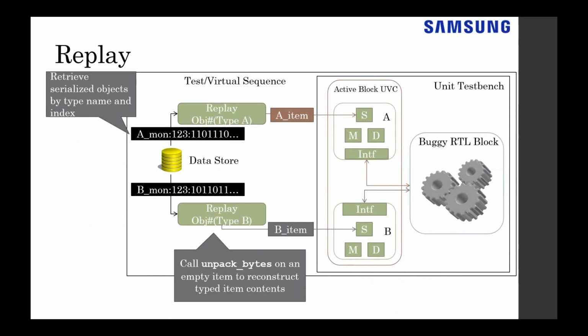So what replay looks like is, within our virtual sequence, we'll connect into our data store. In this case, it'll be LevelDB. And we'll retrieve each object. Again, we'll go through a typed class that is of the type of the object that we're trying to reconstruct. And through that, we will unpack, through the UVM method, the serialized data that we have in the data store back into the object, and then send it along to the sequencer like you normally would.